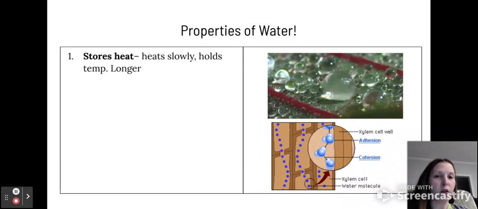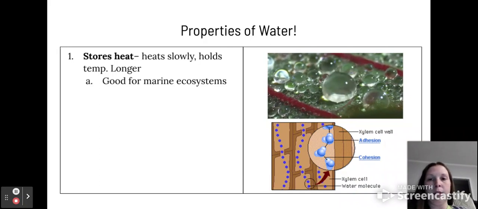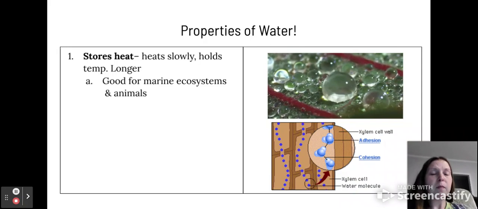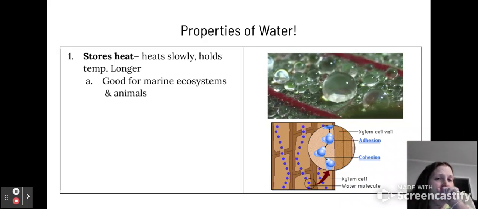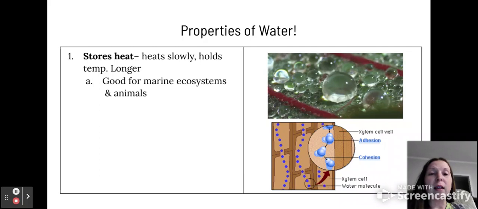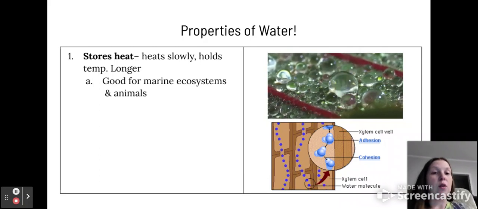You can also see this if you ever get in a pool right after it's filled up in the beginning of the summer. It might be very hot outside, but that water is going to be extremely cold for a couple days. This is really important for marine ecosystems and animals because it allows animals to live in an aquatic environment without a huge drastic temperature change very quickly. So when the ocean cools off, it's going to take it a while because that's a huge body of water.